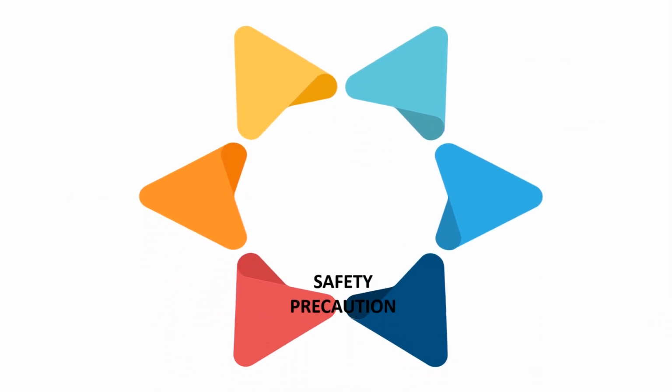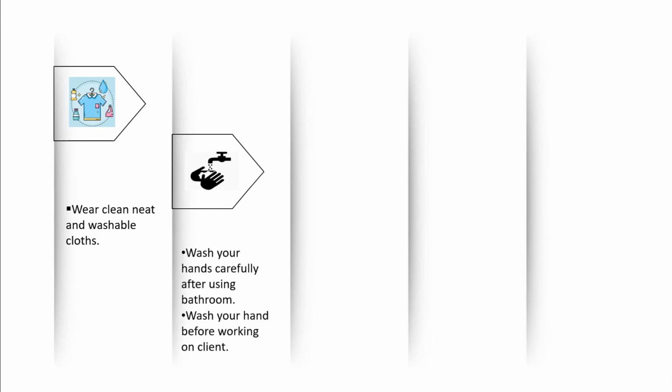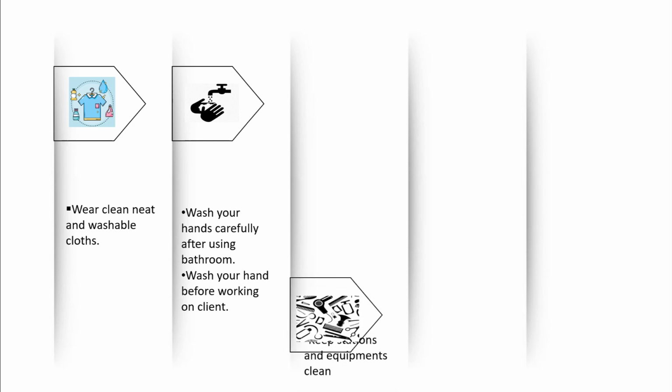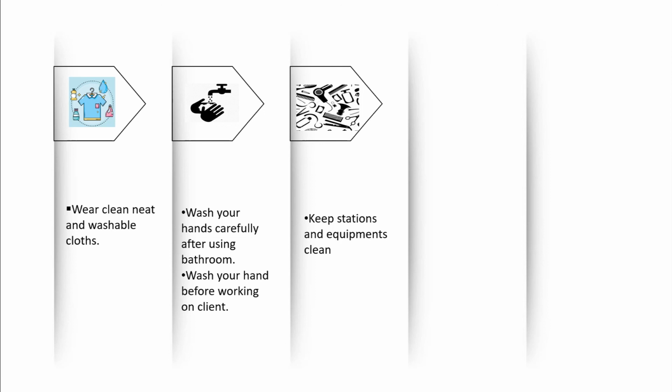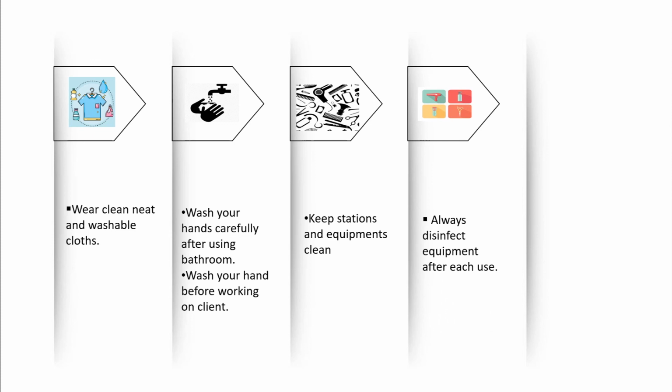After salon hygiene, even the beautician or the salon person should follow safety precautions, which are as follows. One should wear clean, neat, and washable clothes. One should wash the hands carefully after using the bathroom, at least for 20 seconds. One should wash the hands before working on the client. Further, you should keep the stations and equipment clean. One should always disinfect equipment after each use. Always remember this. You should disinfect the equipment after every use.